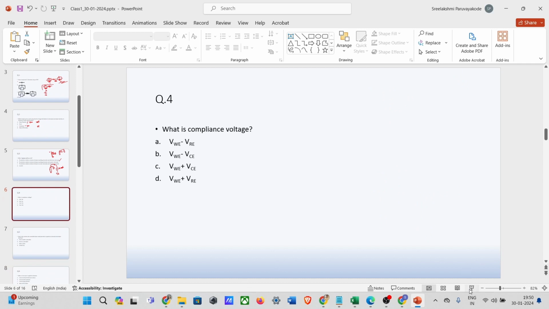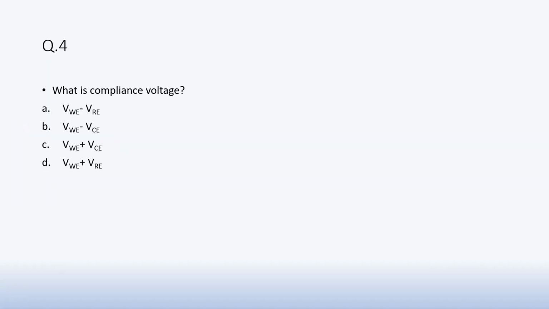The next question is, what is a compliance voltage? V over here represents the potential, WE is the working electrode, RE is the reference electrode, and C is the counter electrode. It is the voltage between the counter and working electrode.